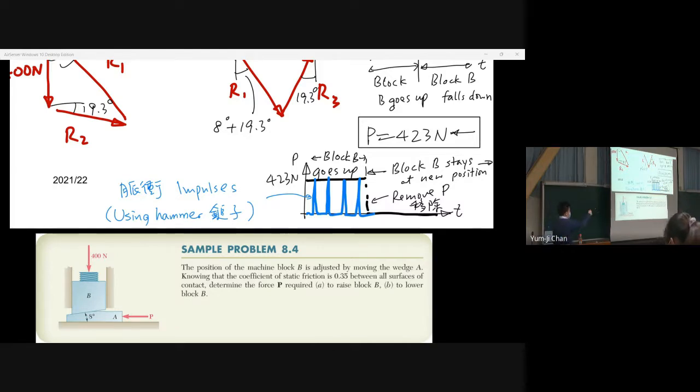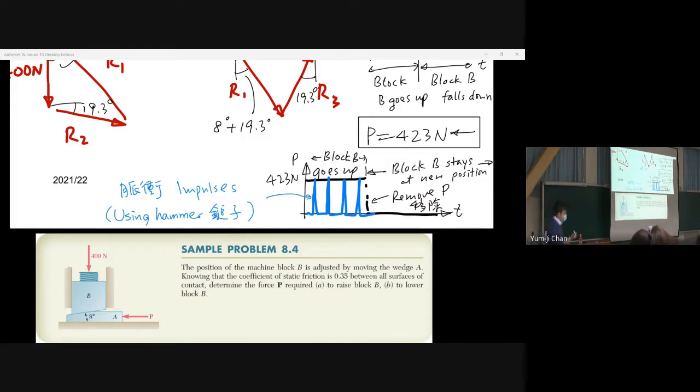Okay, so if there is a very short moment that the force goes above 423 newtons, then it will go up a bit, and then it will stay there. When we have another hammer hit, it will go up a bit again and stay there, and then we go up bit by bit.